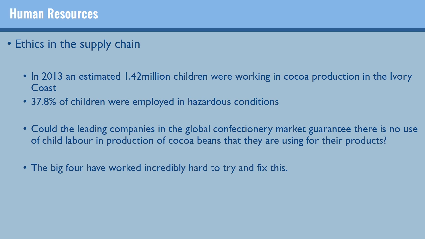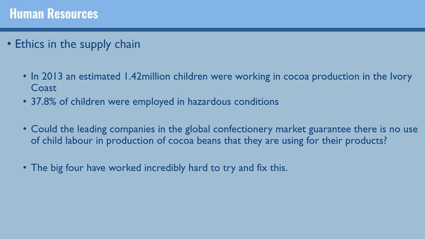We also have to consider human resources, and the main area in which this is a factor is in the supply chain. So a lot of this information comes from the Business Review article. In 2013, an estimated 1.42 million children were working in cocoa production in the Ivory Coast, and that's just in the Ivory Coast, and 37.8% of these children were employed in hazardous conditions.